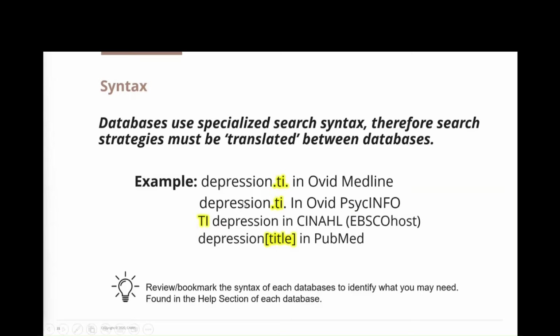In Ovid Medline, you would use .ti as well as in Ovid PsycINFO. However, in CINAHL EBSCO, you would see the TI field code, and in PubMed, you would use title within square brackets.